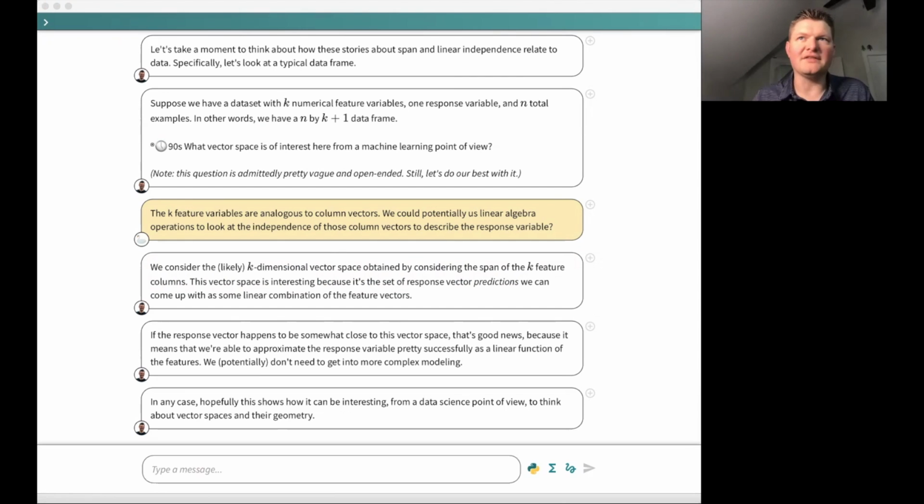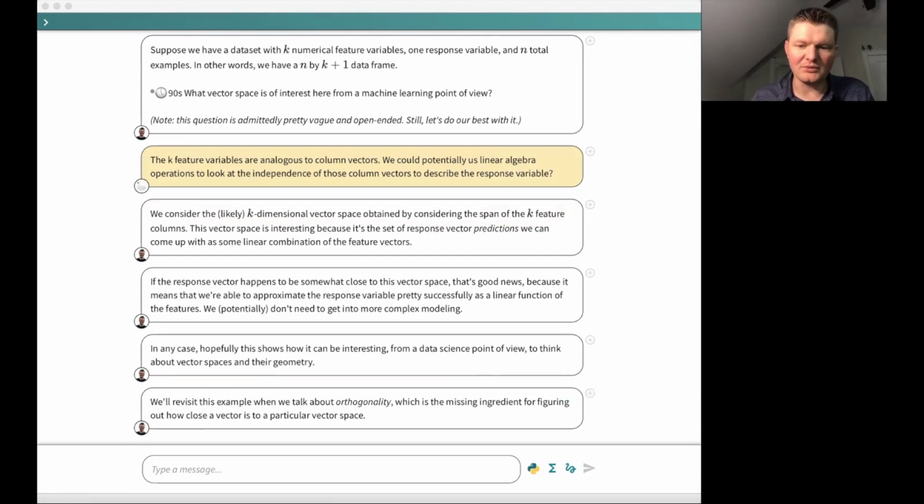We'll certainly talk about that more later, and in particular we'll revisit this example when we talk about orthogonality, because that's the extra ingredient we need beyond just linear dependence and span to talk about what it means for a particular vector to be close to a vector space and how to come up with the weights that would get us to that closest point.